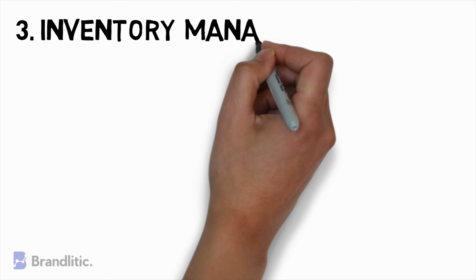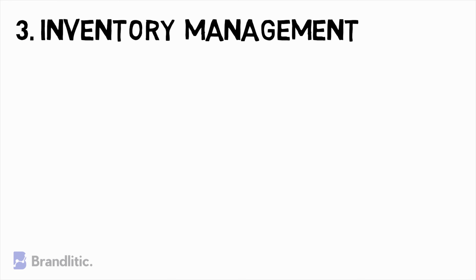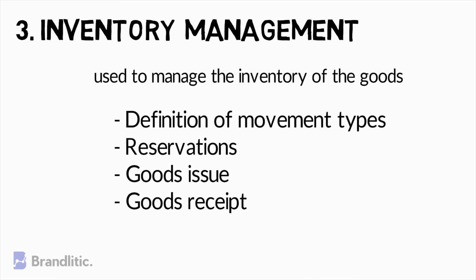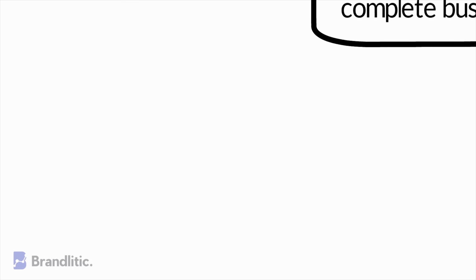Number 3. Inventory management. Now, inventory management is used to manage inventory of goods. It is based on several key processes like definition of movement types, reservations, goods issued, and goods receipt. Further, there are a number of functions and transactions used in inventory management processes, and we'll try to cover them in another video. Up next is number 4.